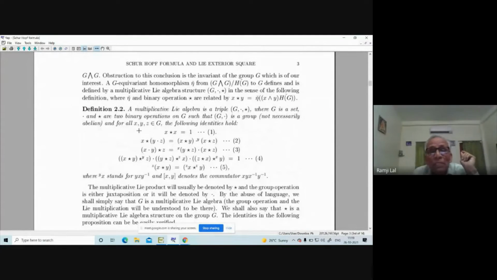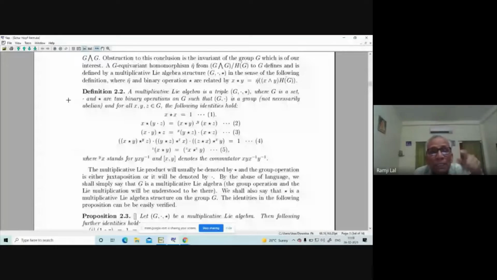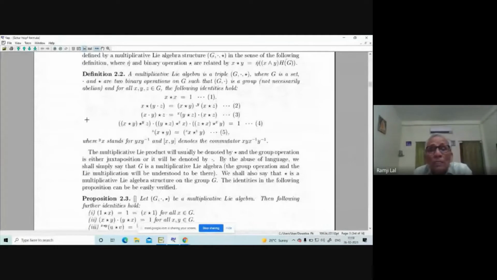A multiplicative Lie algebra G is a triple (G, ·, *), where G is a set, and · together with G is a group. These are two binary operations: (G, ·) is a group, not necessarily abelian, and for all X, Y, Z in G, the following identities hold. As we have already witnessed, five similar identities are satisfied. So this is our Lie algebra.